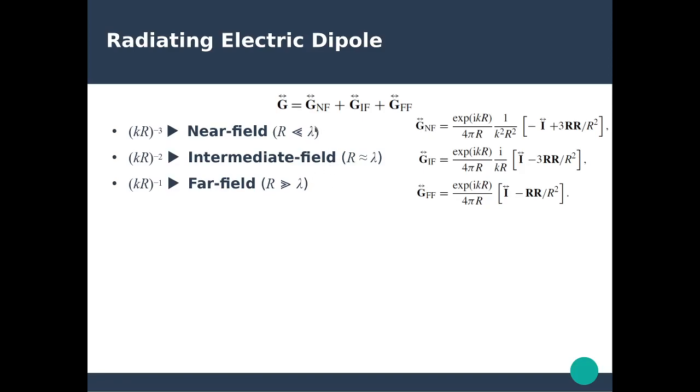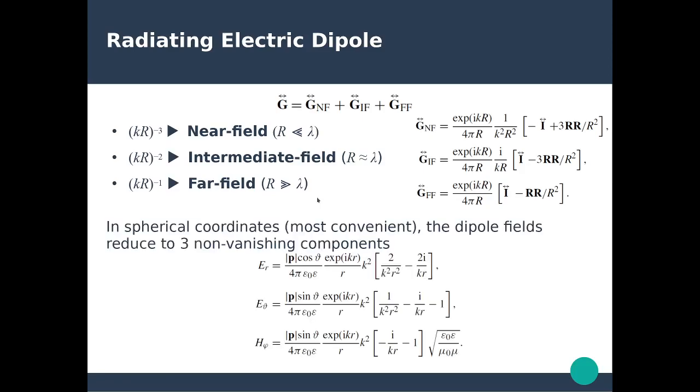When you're close to the particle, the distance much smaller than the wavelength, the near field term is going to dominate. The far field is the term that's going to dominate when the distance is much greater than the wavelength of light. So you can look at a very simple configuration.